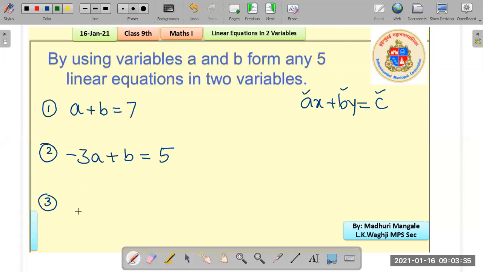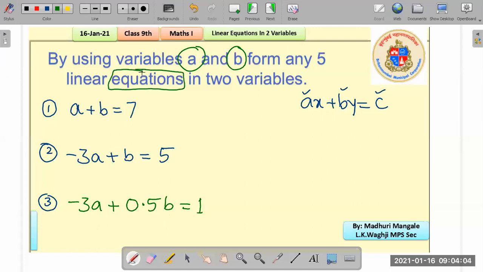What will be another type of linear equation in two variables? Instead of using proper numbers, we can use decimals also. Let's say minus 3a plus 0.5b equals to 1. This is also a linear equation. So the basic idea is you need to use a, b, the equals to sign because it says equation. Equation means there should be an equal to sign, and linear means the degree should be 1. Compulsory, the degree should be 1.